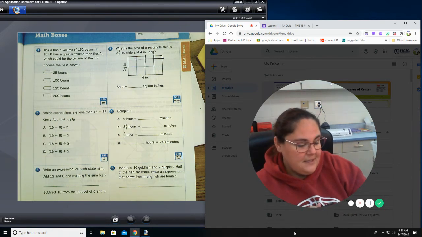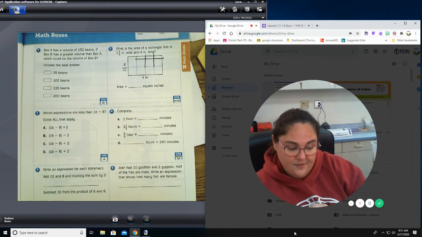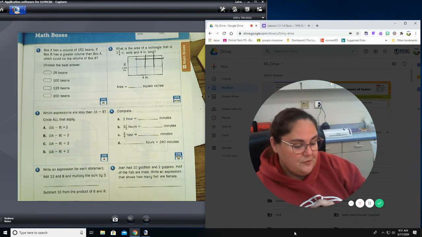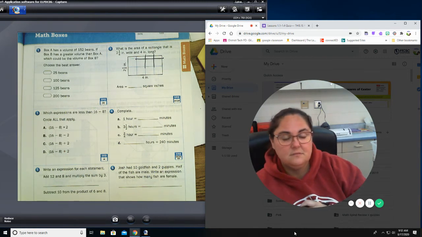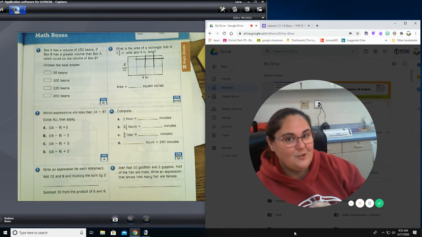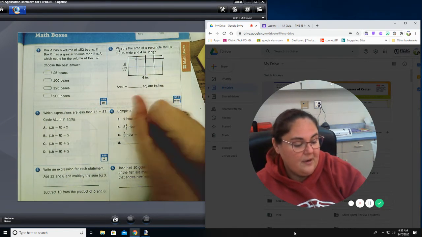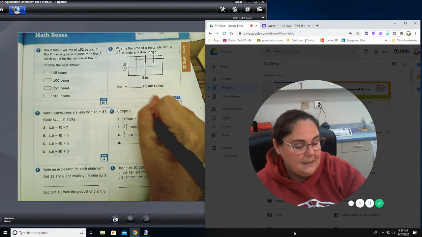Number 4, complete conversion. So 1 hour equals how many minutes? 3.5 hours equals how many minutes? 3/4 of an hour equals how many minutes? And then 240 minutes equals how many hours? Got to do math, guys. Before you do this, you should know, and I will give you part A, 1 hour is 60 minutes.